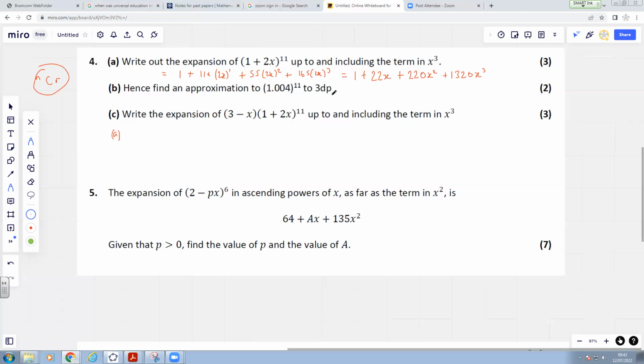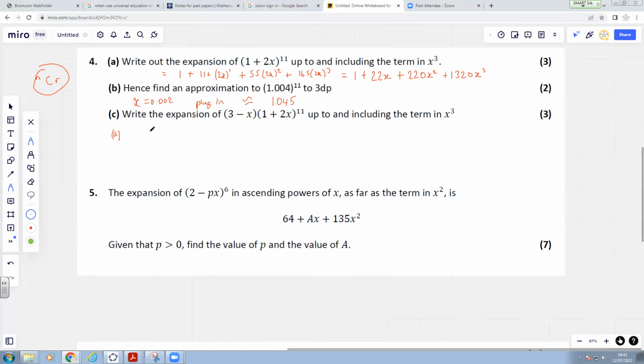Okay, hence find the approximation to that. Well, we're basically saying here that x is 0.002. And I can see that because we've got 1 plus 2x. So if I had x is 0.002 and I doubled it, I'd have 0.004 and I'd get the rough answer to this. Plug it in and we get it roughly equals 1.045. And what I've done is I've plugged x is 0.002 in here, and in here, and just done that on my calculator.